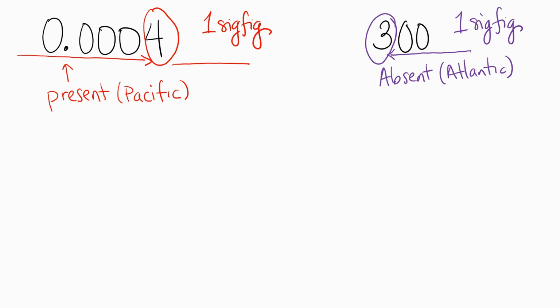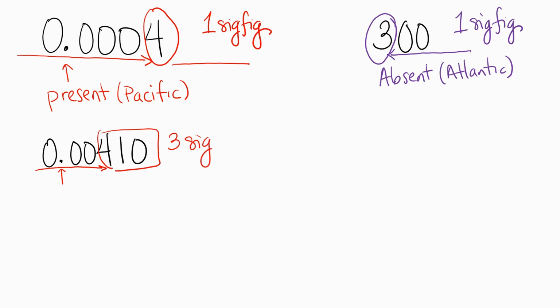All right, so these are the simplest form. Now let's make these a little bit more realistic to what you're going to experience. Let's do 0.00410. A little bit more complicated. We're going to do the same rule we just did. Because our decimal point is present, we're going to use Pacific. So we're going to go from the left and we're going to hit the first non-zero value, which is this 4 right here. And every number after my first non-zero value is significant. So everything here is significant, which means I have 3 sigfigs.